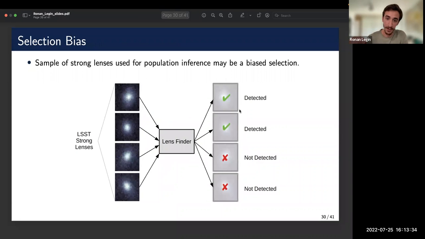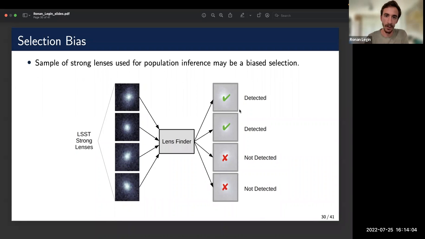But I want to go a bit further, and I want to do this population inference by taking into account selection bias. In the case of selection bias, the set of data that you use to infer the population could be a biased sample from the true population of strong lenses. And this is because your detection process might have an easier time detecting certain strong lenses versus others. So you don't have a complete sample set representing the full population.